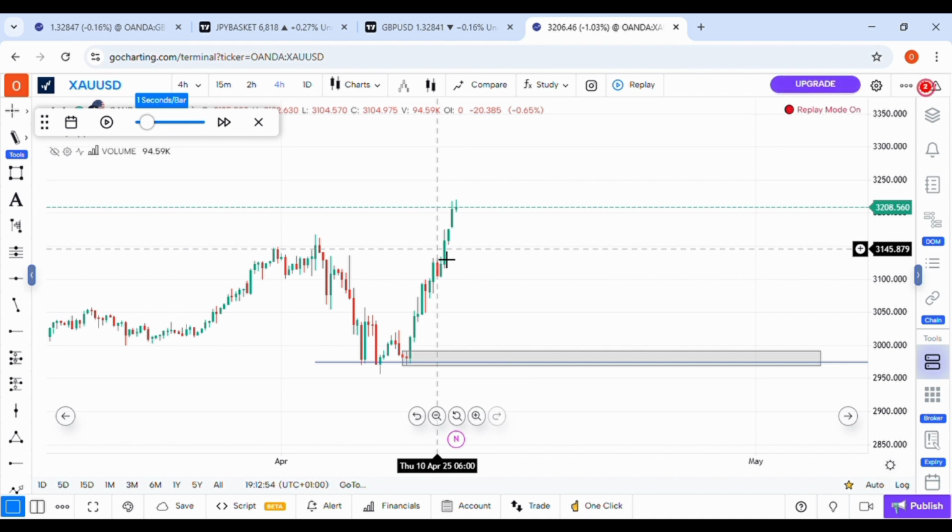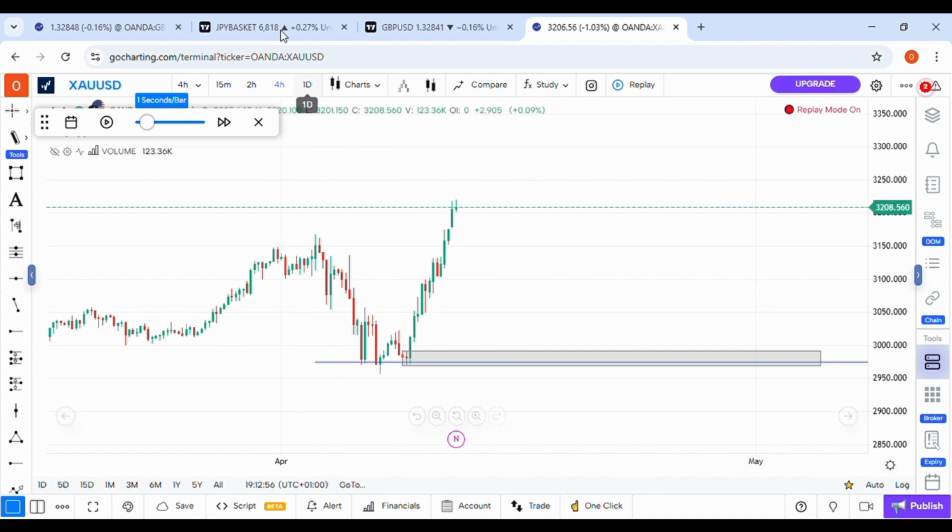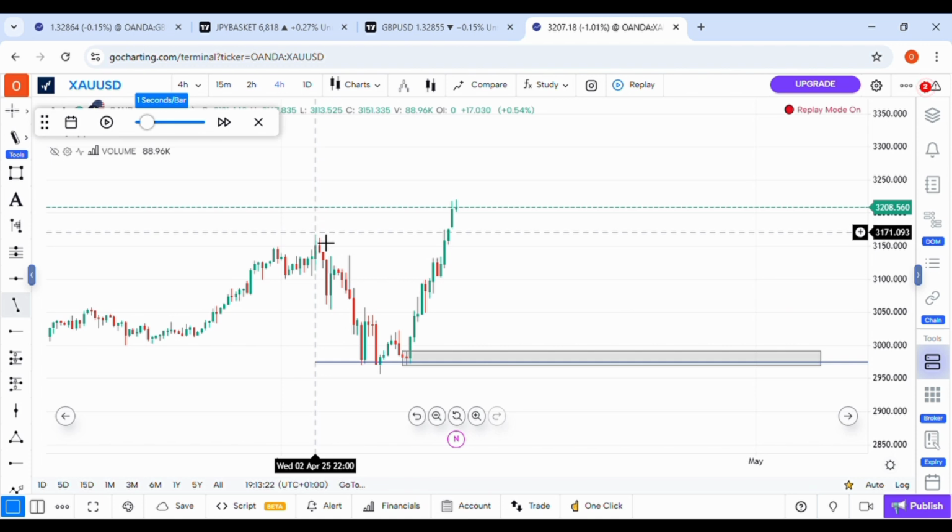Now, first of all, how do you know a very valid order block? We have three good reasons for you to know a very valid order block. First of all, there must be a break of structure. The order block must cause a break of structure. Now this is the order block over here, and you can see here, this is our break of structure.